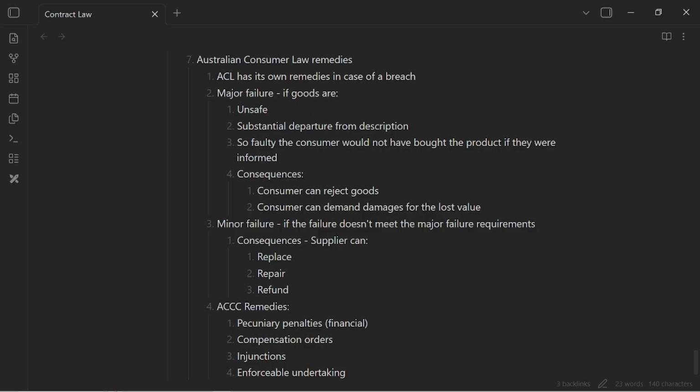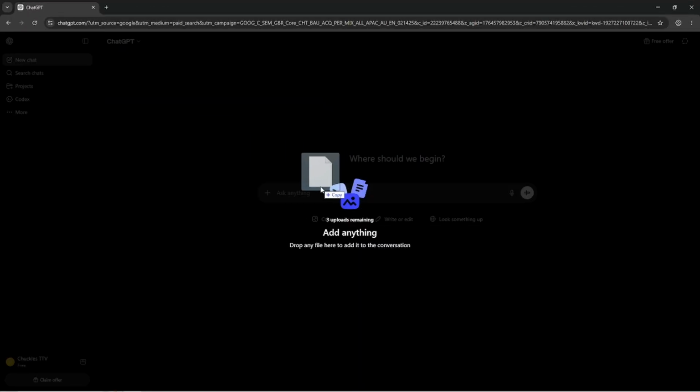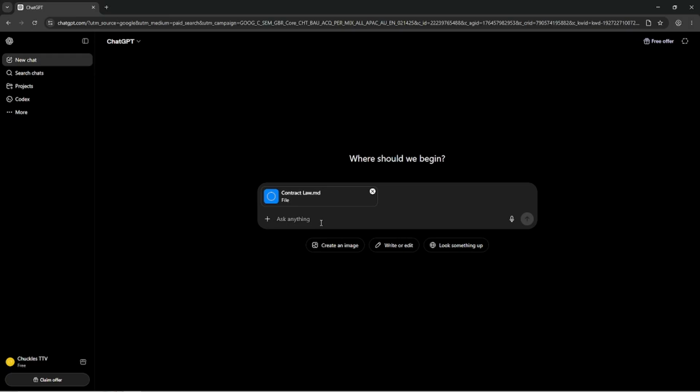Okay, so I've got the document, contract law. This is all my notes. I'm gonna put it into here and wait for it to upload. Ask 5 tricky open-ended questions based off of the document, and don't give me the answer.